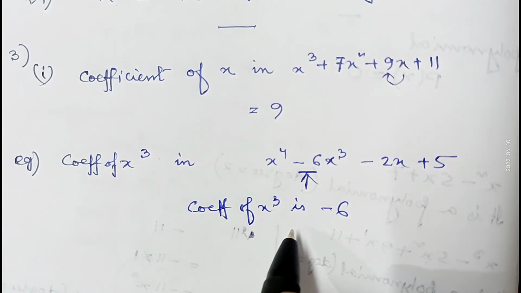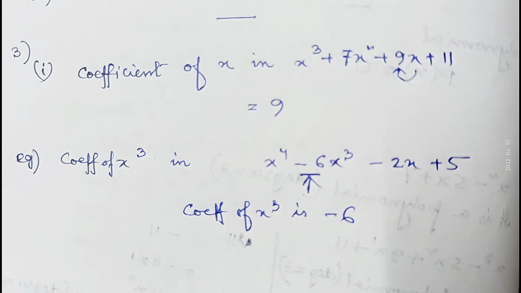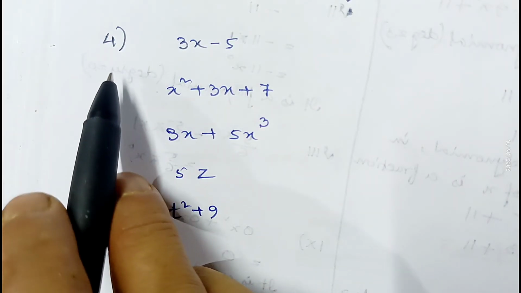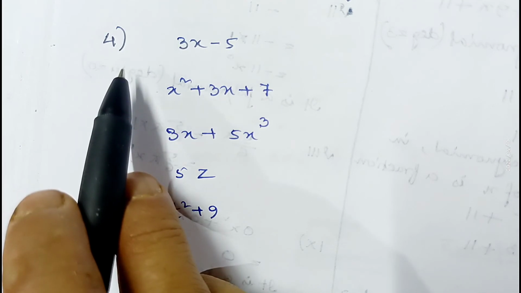I think rest of the sums of question number 3 you can do it yourself. Let me show question number 4 now. In question number 4, it is given classify the following polynomials as linear, quadratic, cubic and biquadratic.